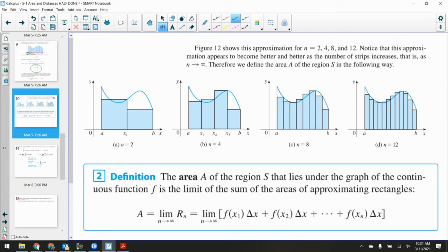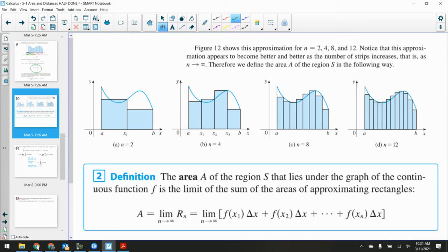So what I want to do is take that number of strips and send it to infinity. I want to make the number of intervals that I break it up into go to infinity, because if I do that, then the total area is going to get closer and closer to the actual area. So we have our definition down below. The area of any region that lies under the graph of a continuous function is the limit of the sum of the areas of the approximating rectangles.